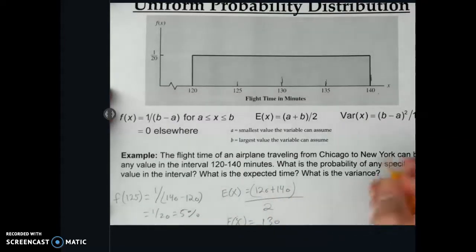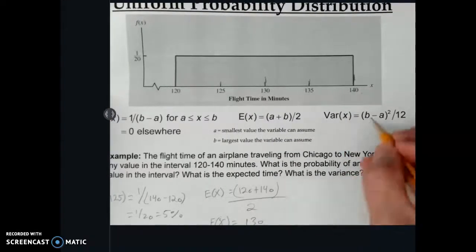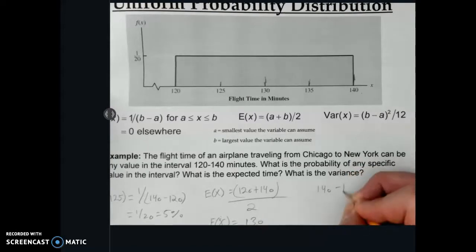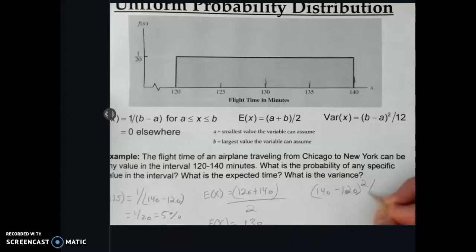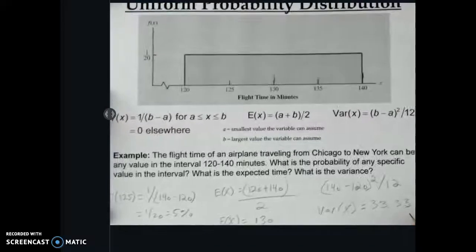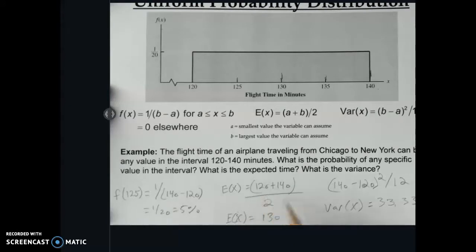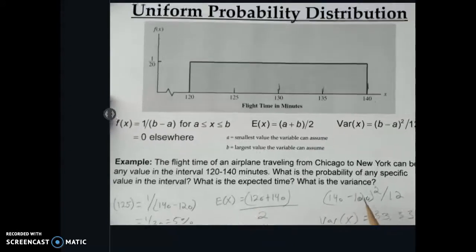Okay? And then finally, the variance. Well, for the variance, you're just going to take the higher value, b, which is 140, subtract the lower value, 120, you're going to square that, and you're going to divide it by 12. Okay? And if you do that correctly, you should get a variance equal to 33.33. Okay, that's how we calculate the probability, expected value, and variance for a uniform distribution.